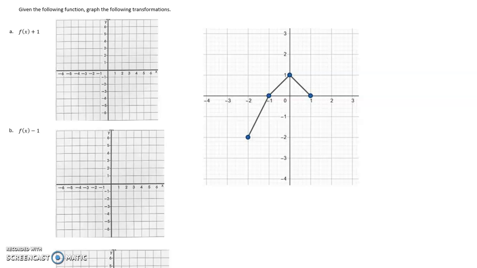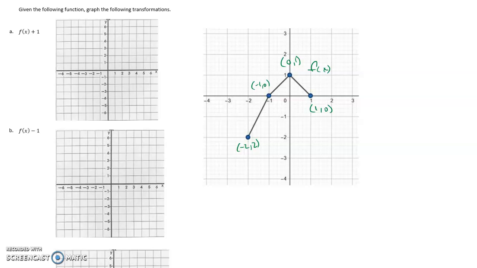Okay, we're now going to talk about transformation of functions. It says, given the following function, graph the following transformations. So we've got this function f of x, and we've got some points on it. Like I know this is a point (-2, -2). Let's get our points. This is a point (-1, 0). This is the point (0, 1). This is the x-intercept (1, 0), right?